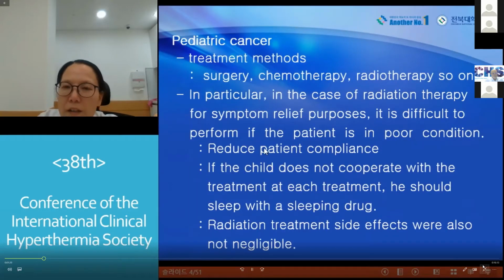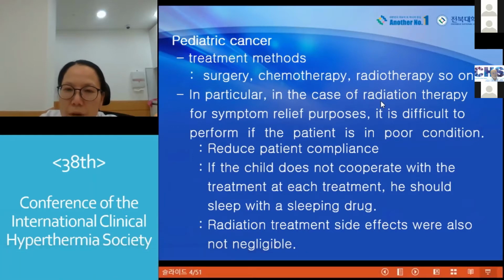In particular, in the case of radiation therapy for symptom-naive purpose, it is difficult to perform if the patient is in poor condition because of reduced patient compliance. If the child does not cooperate with the treatment at each treatment time, he should sleep with a sleeping drug. Radiation treatment side effects were also not negligible.